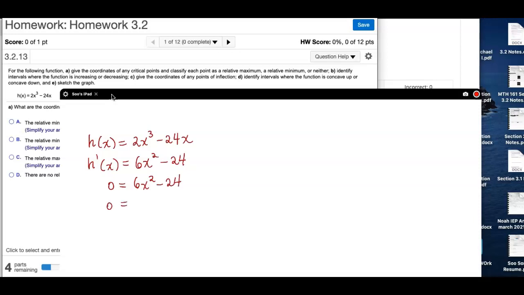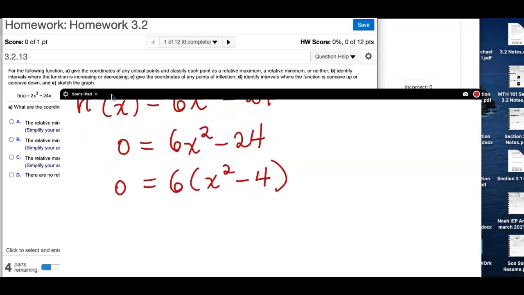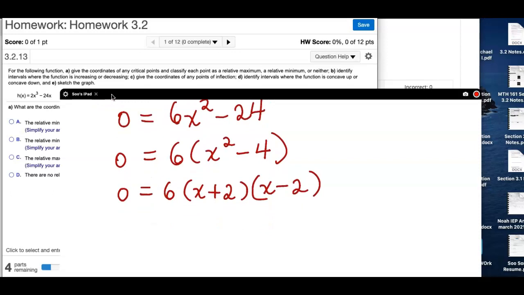Factor out the 6. I will get x squared minus 4. Look how nice. I'm going to zoom in for you. x squared minus 4 can be factored as x plus 2 times x minus 2. Then, two critical values are x equals negative 2 and positive 2.